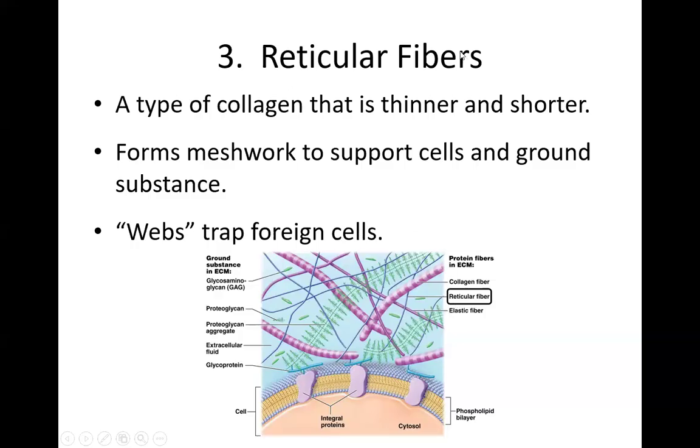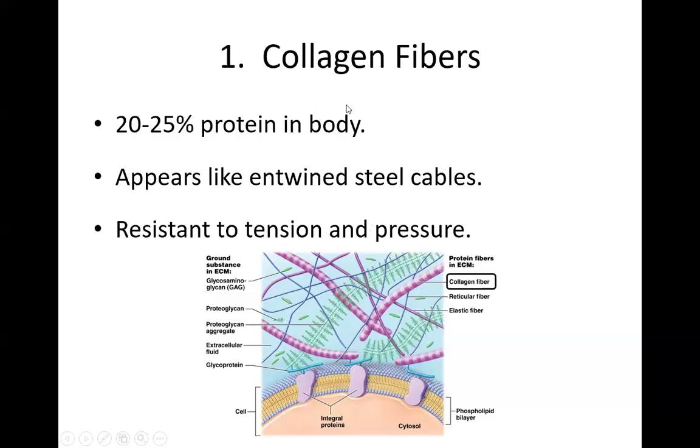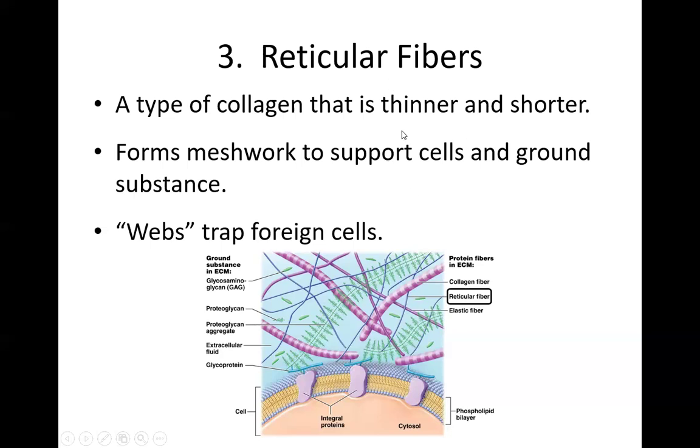Reticular fibers. Reticular fibers are a type of collagen that is thinner. You see the reticular fibers. They form a meshwork to support the cells and the ground substance. And they have webs. These webs trap the foreign cells. So you can tell that these reticular fibers have immune defense activity because they are the ones who trap the foreign cells. Do the elastic fibers trap the foreign cells? Do the collagen fibers trap the foreign cells? It is only the reticular fibers.